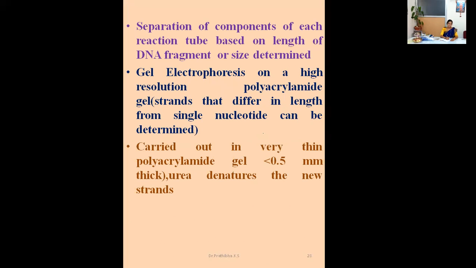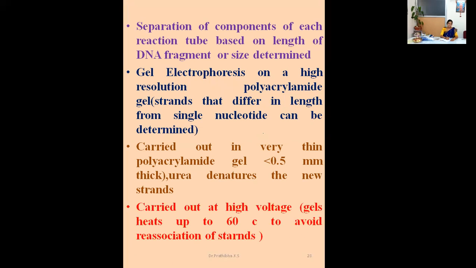This can be carried out in a very thin polyacrylamide gel, less than 0.5 mm thick, where during the process the double stranded DNA molecule is denatured using urea. Urea denatures the new strands, and this is carried out at a very high voltage. In the beginning there is double stranded DNA, the newly synthesized DNA. When the gel heats up to 60 degrees Celsius, what happens? The double stranded DNA molecule is denatured, and this high temperature also avoids reassociation of strands.